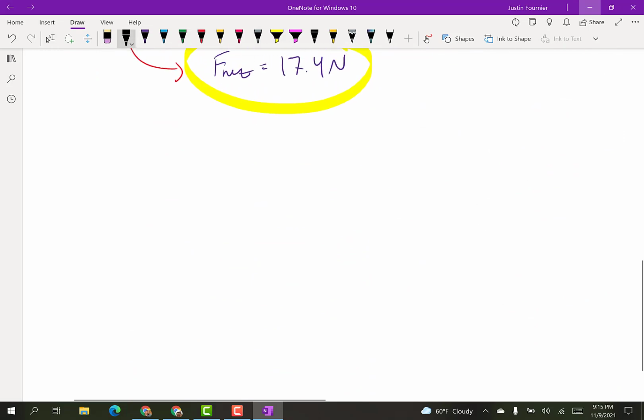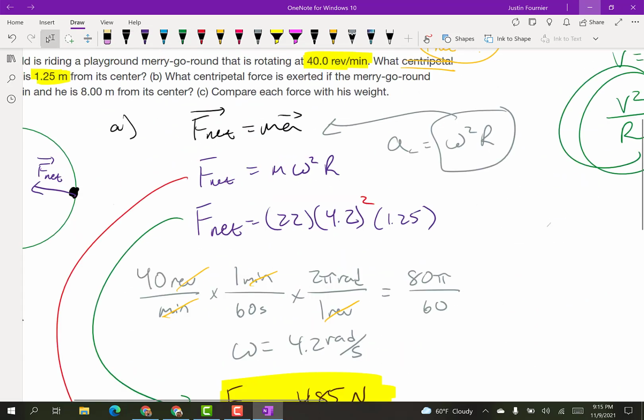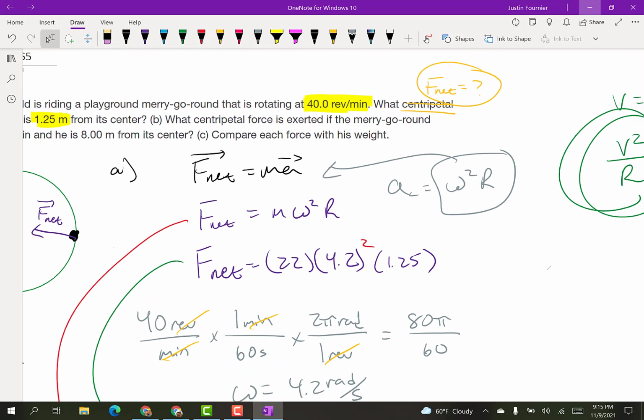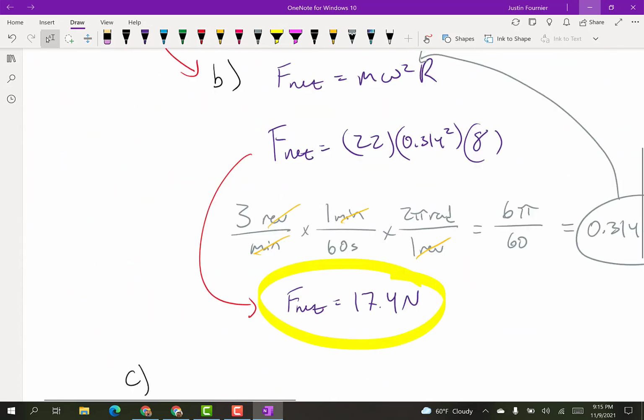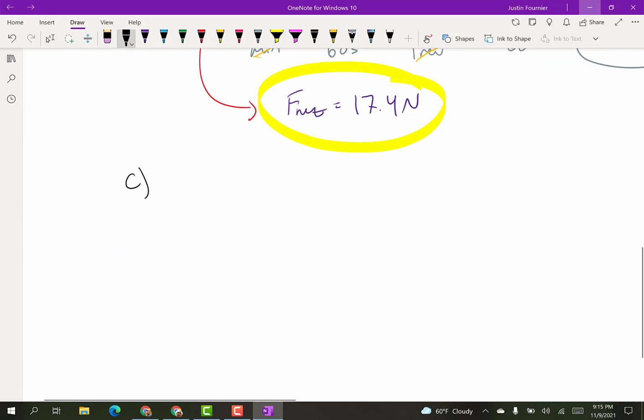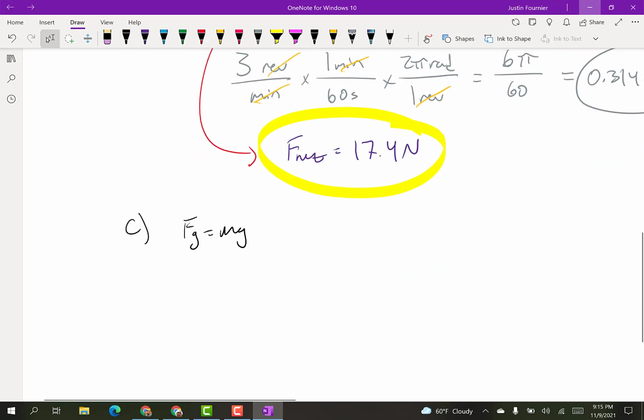So on to C. It says compare each force with his weight. So his weight is just going to be mg. I saw some students just comparing the force with the weight, which is fine. I'm going to take the ratio and see how many times the weight that is. So for part A, taking the ratio of the force to his weight.